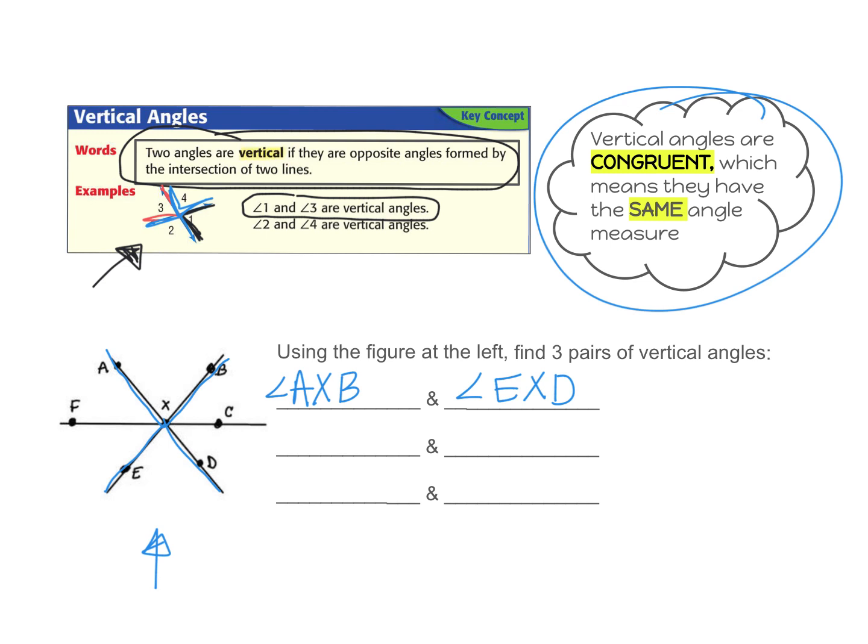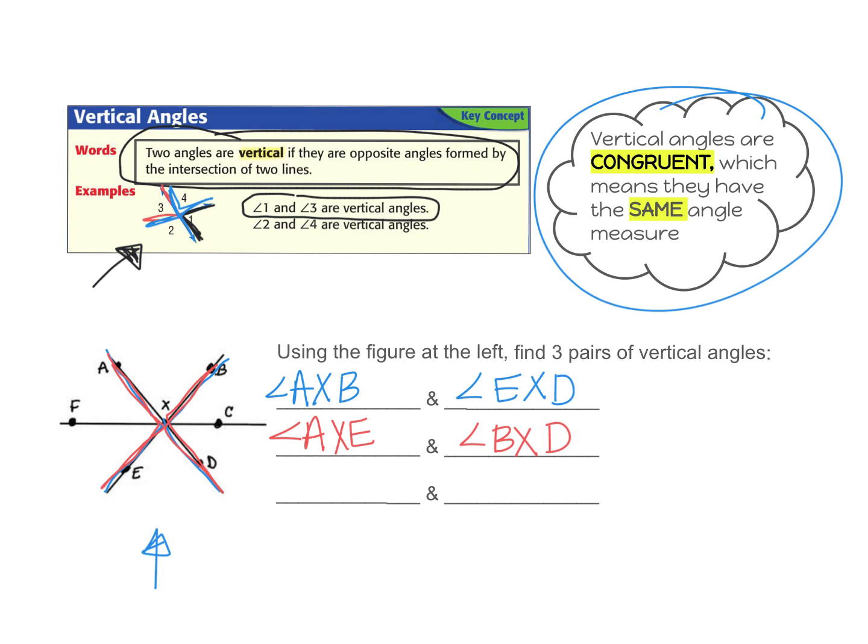Then we have another one that we could do, so if I do the opposite next to them, both of the red ones, so then I would say angle AXE, and then angle BXD, or you can switch them around as long as X is in the middle.